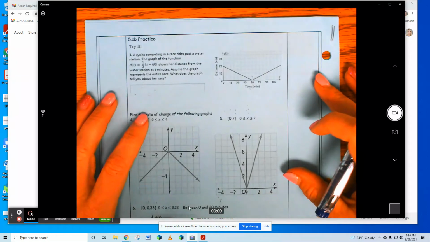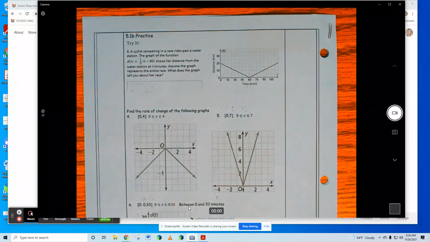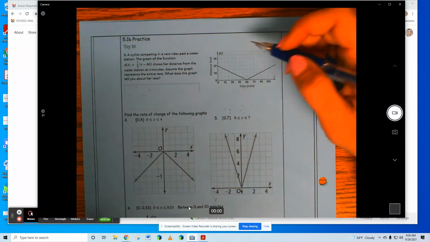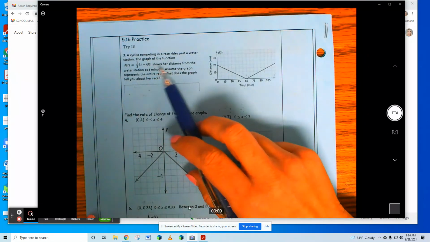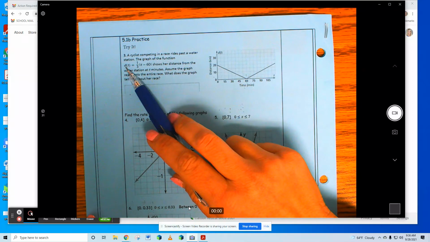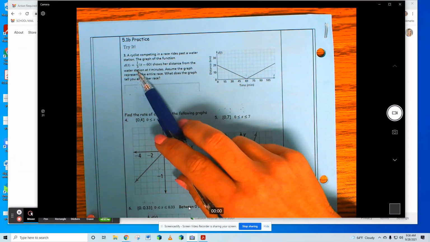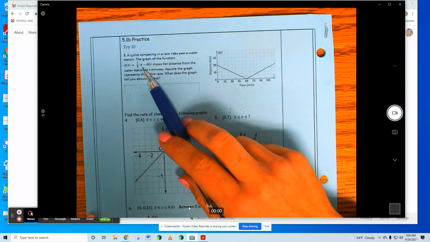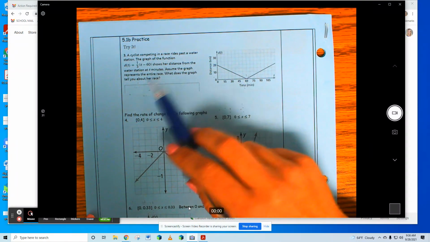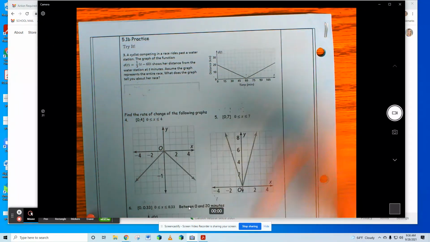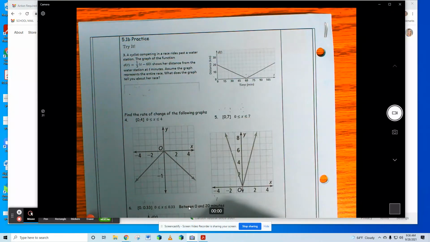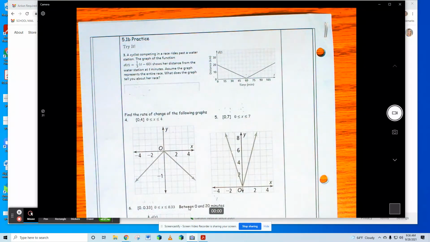Next question. A cyclist competing in a race rides past a water station. Here's the water station. The graph of the function shows a distance of time, the function of time equals 1/3 times the absolute value of time minus 60. Shows her distance from the water station in minutes. So now I'm going by minutes. Assume the graph represents an entire race.